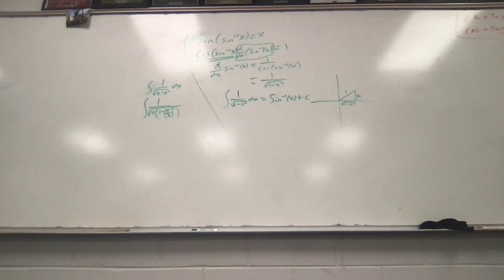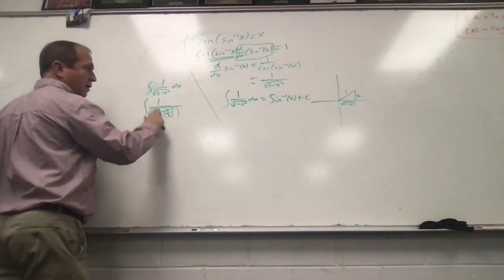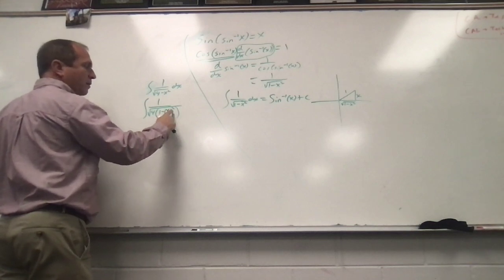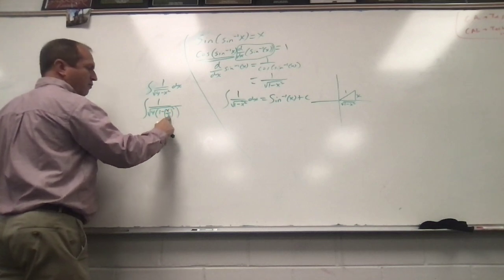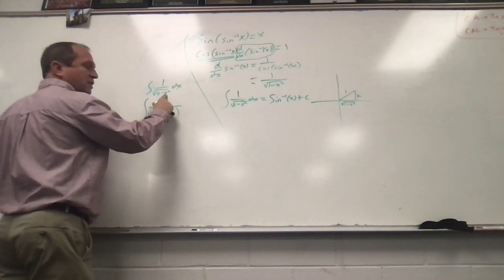Why isn't it x over 4? Distribute the 4 back in and see what happens. If I distribute 4 into that parenthesis, I've got 4 times 1, right? Which is 4. All right, so what is x over 2 if I square it? X squared over 4, and then what's 4 times x squared over 4? Just x squared.